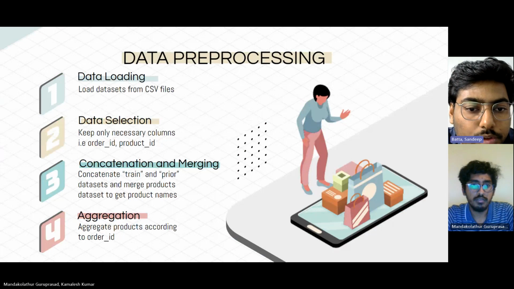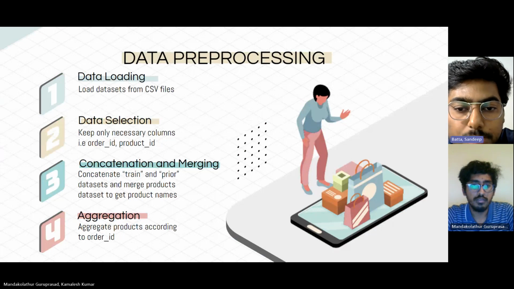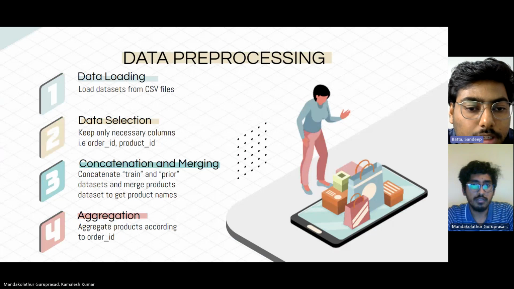So we have a lot of data, and we only need specific columns, and we are discarding the other parts of the data. In our case, the main data which we need is order ID and the products which are part of it. So that's the data we have selected and discarded the remaining.